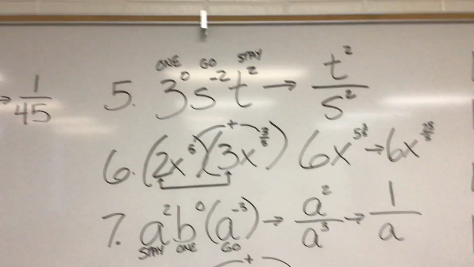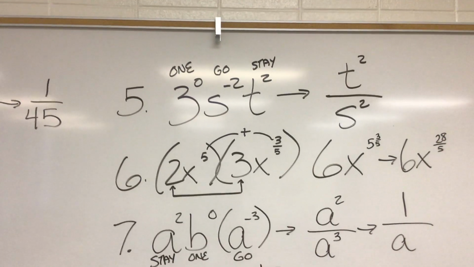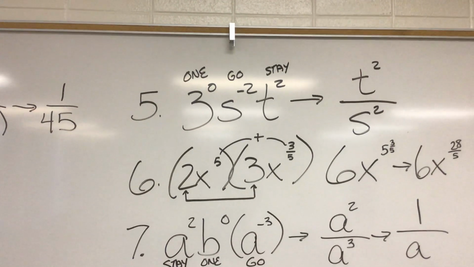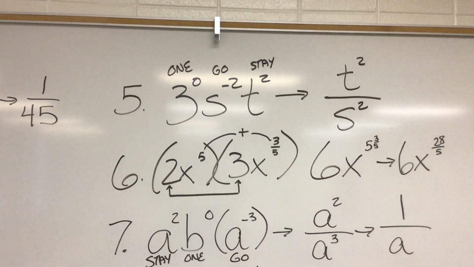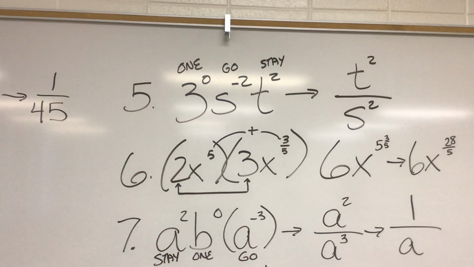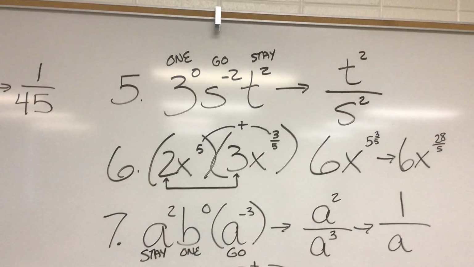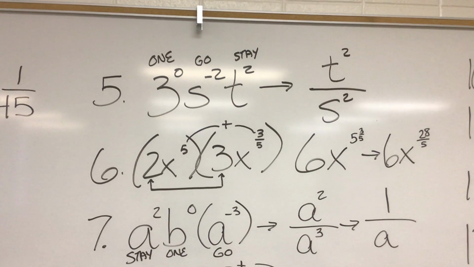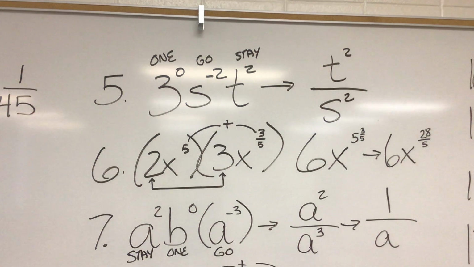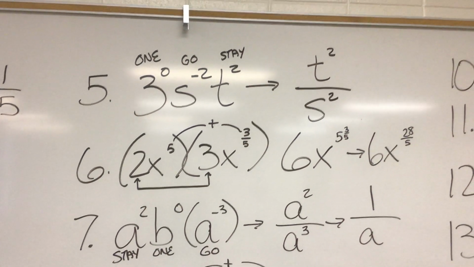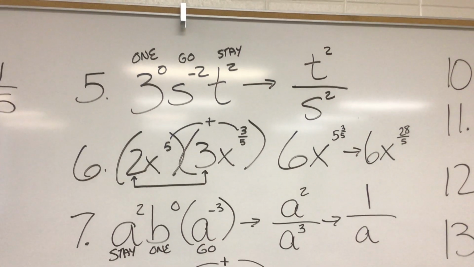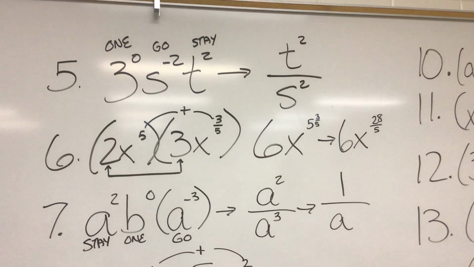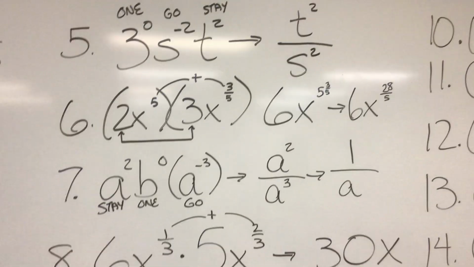Number 5. All right, we've got 3 to the 0 times s to the negative 2 times t squared. That 3 to the 0 is 1. So it's going to basically go away because 1 times anything is whatever's left. Then s to the negative 2 is going to go to the denominator. T squared is going to stay right where it's at. So our result is t squared over s squared. Remember, executing these negatives is just moving its base and its power to its reciprocal location.